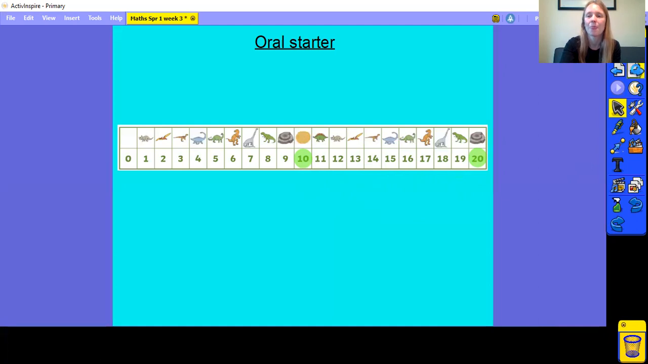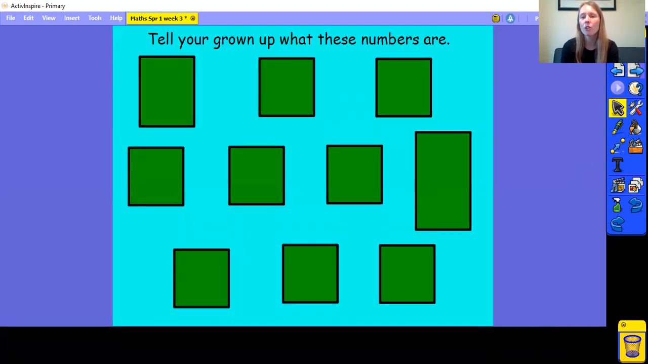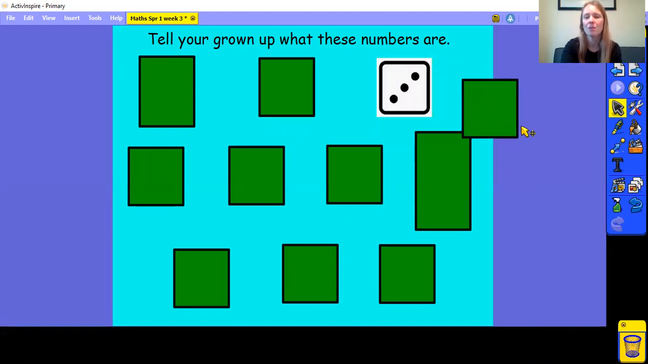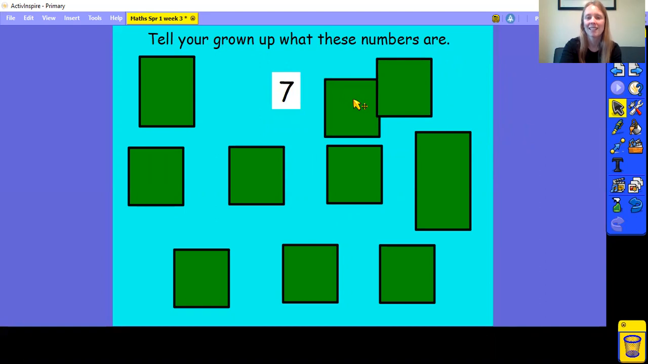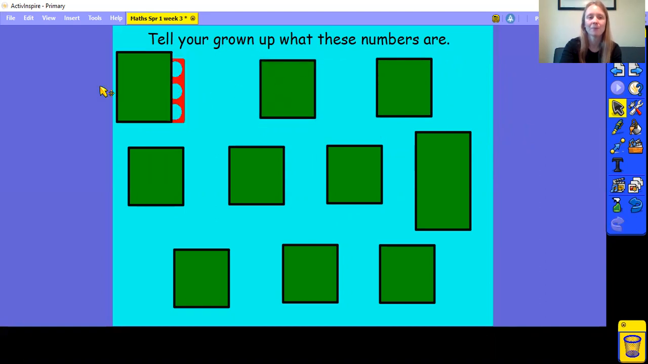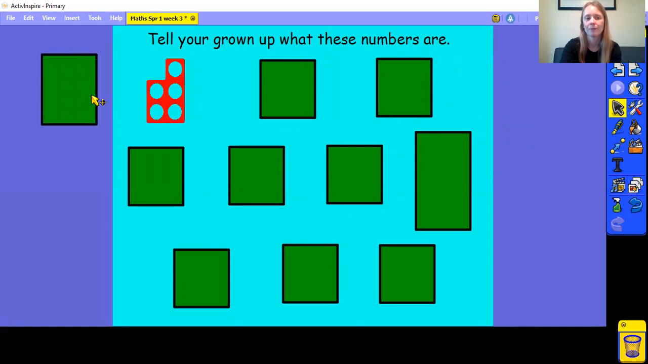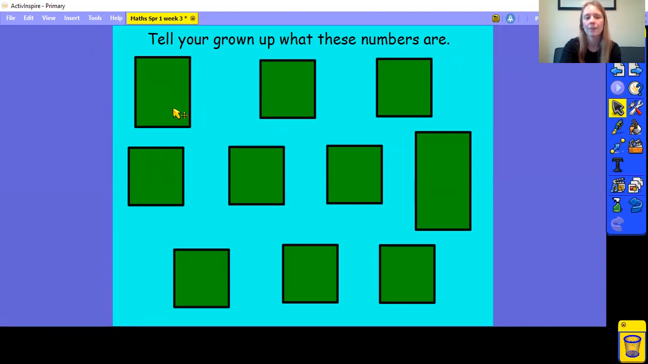Fantastic. Okay, the next job, I want you to look as I reveal the things under these boxes. I want you to tell your grown-up what numbers these are. What number does this show us? That's right, it's 3. We can see that pattern on a dice. What about this one? Yes, it's the numeral 7. What about this one? That's right, it's the Numicon piece for 5. It has 2 holes on one side and 3 holes on the other side.